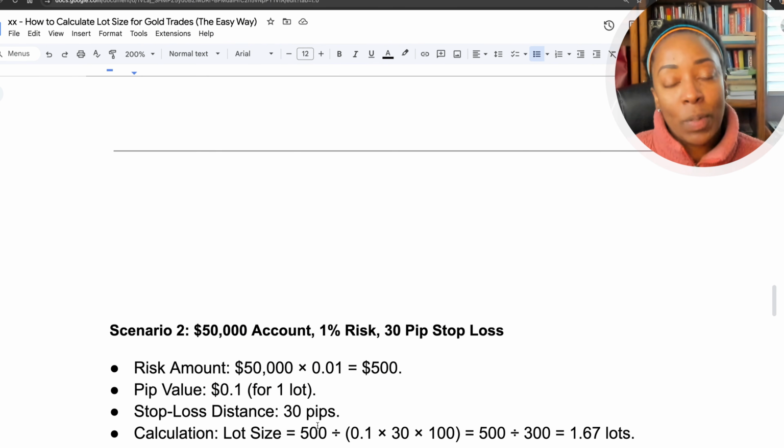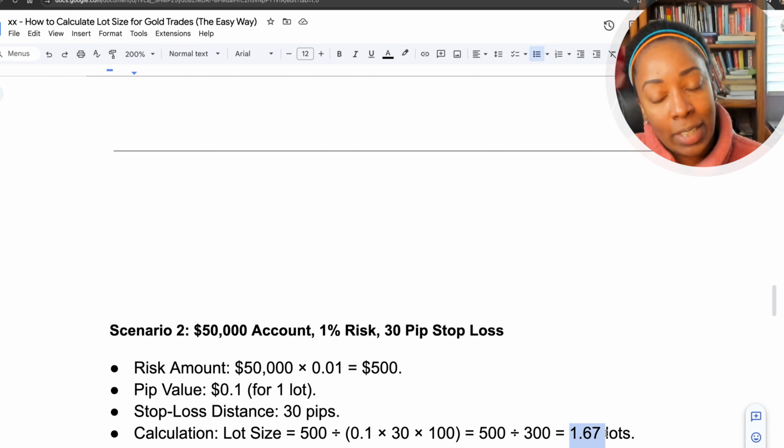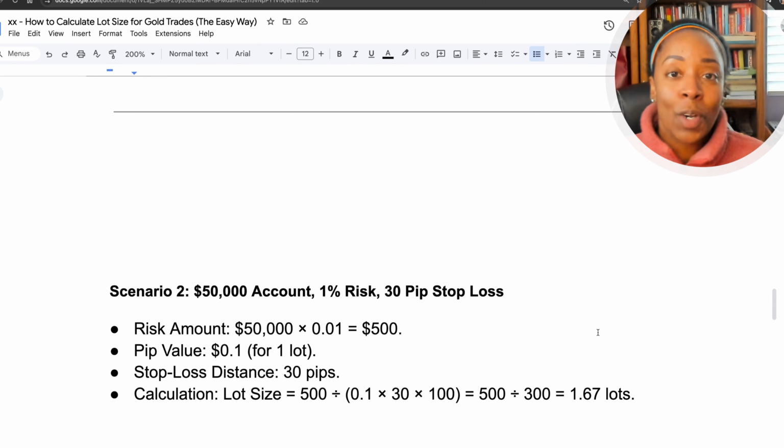Cool. So now we just put it all together. So we have the $500 that go right here. And then we have the pip value for gold. So that is here. And then 30 pip stop loss here. And then the 100. And then now we have $500 divided by $300, and then that's going to give us 1.67 lots. So very precise using this formula. So those are the examples that I have here for this particular calculation.